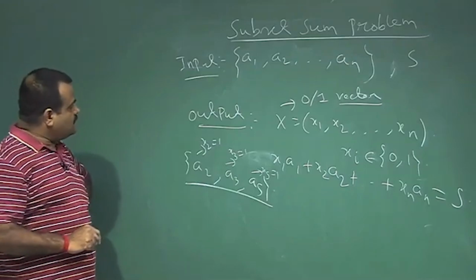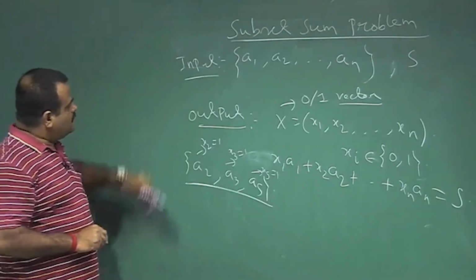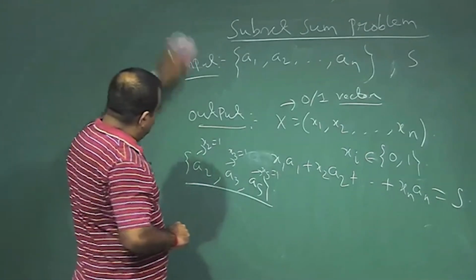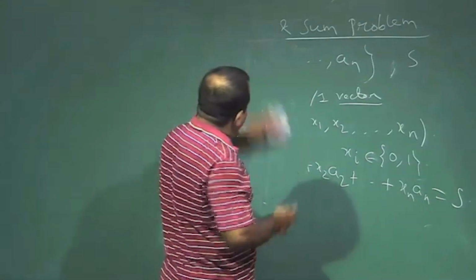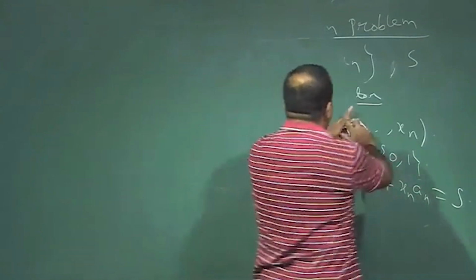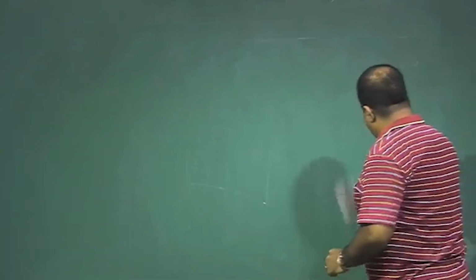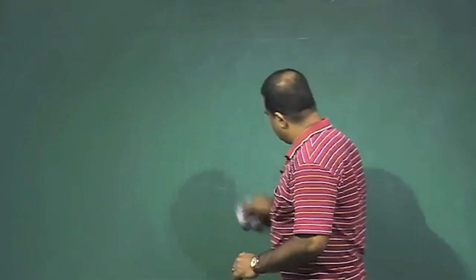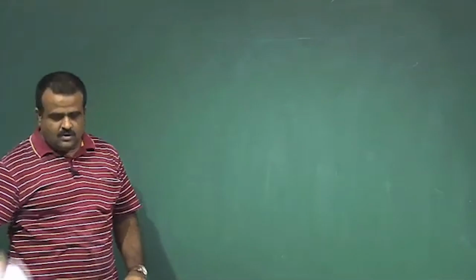Now, how can we make it a computationally feasible problem? If we take the input in a super increasing way, if our Ai's are a super increasing sequence, then this problem may be feasible. That we will talk about.